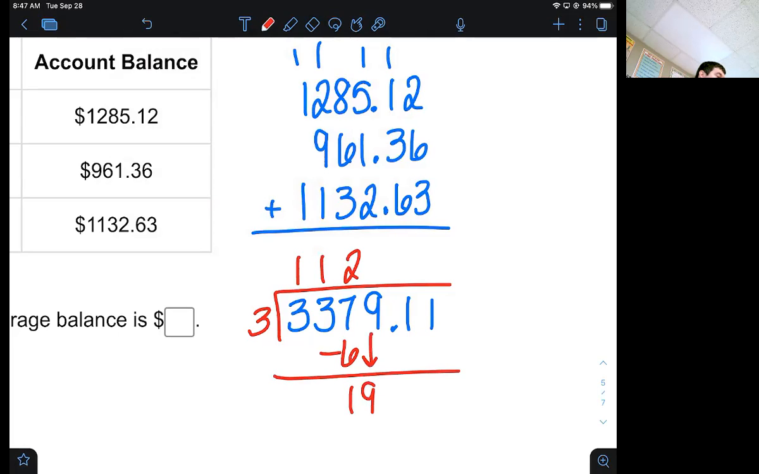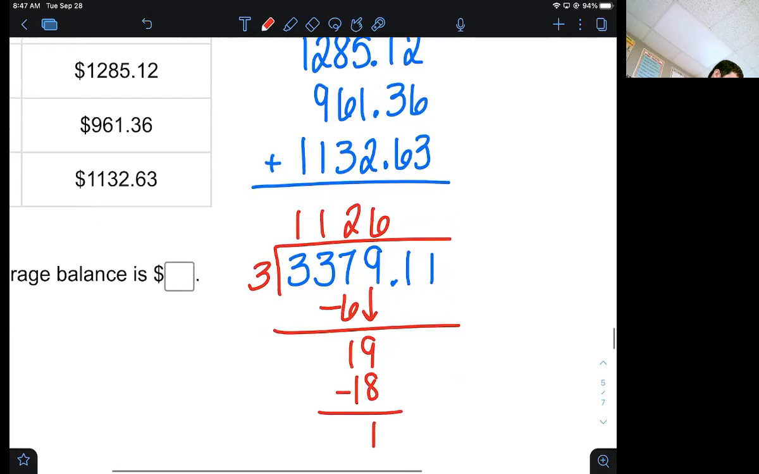How many times does 3 go into 19? 6 times. Thank you, Aiden. What is 3 times 6? 18. That's a remainder of 1. Don't forget to float up your decimal point. This would be a good time to do that.